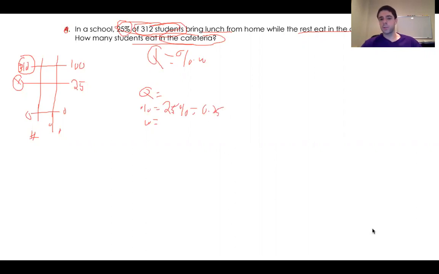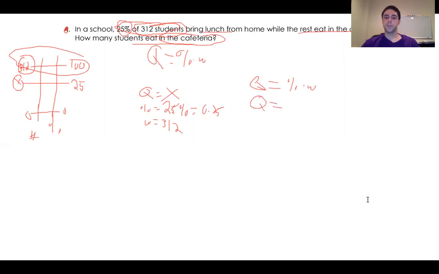What's our whole going to be? Not X. It's not going to be X. Right, it's going to be 312 is going to be our whole because that's our value at 100%. And that means our quantity is going to be X. So Q equals percent times whole.